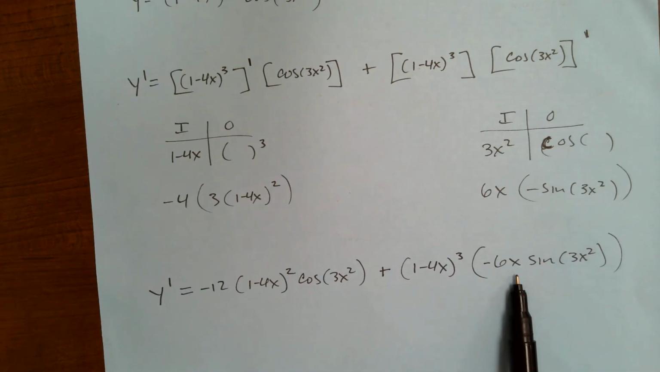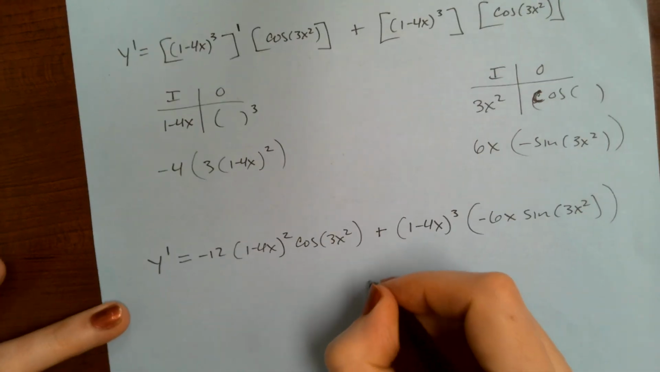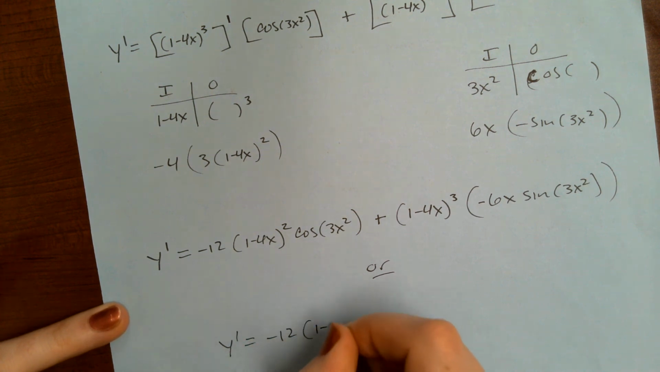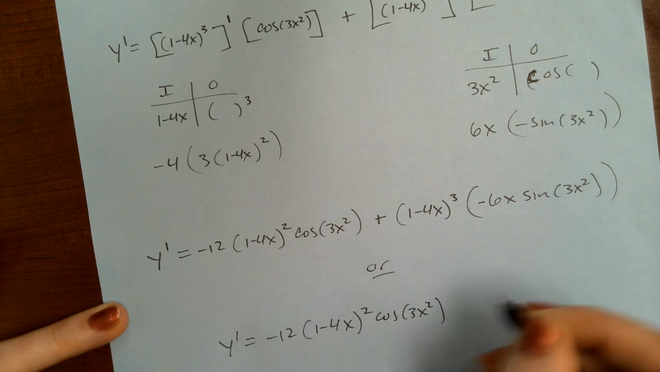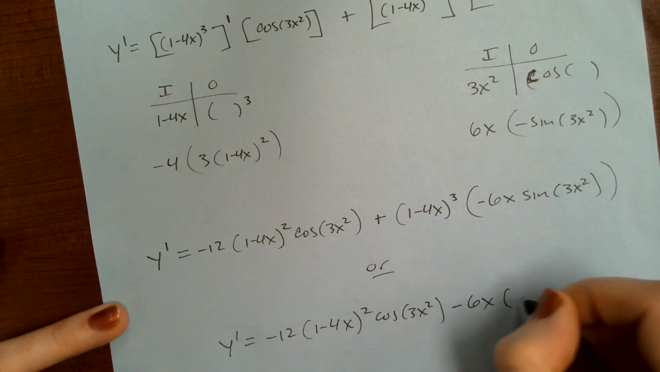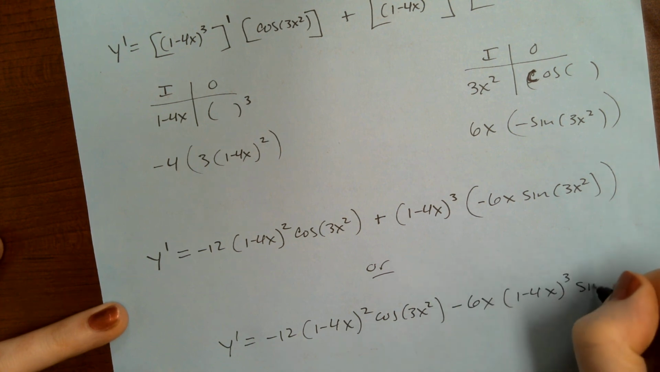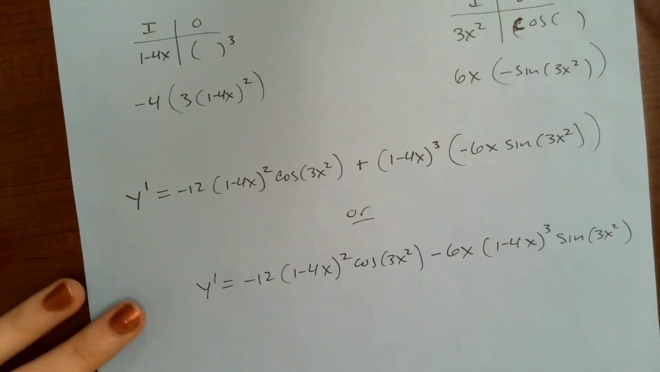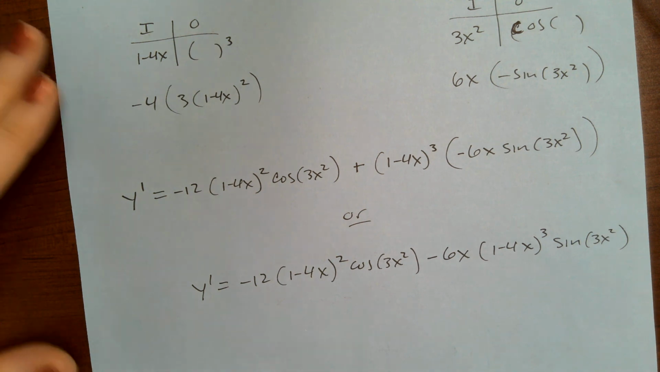Okay, another thing you could do, guys, I'll just leave it like this, but you could also write it. A lot of people would write it like this. They would write y prime equals -12, and then -6x, like that. Okay, it's just a little bit simplified, but you never have to simplify in AP calculus.